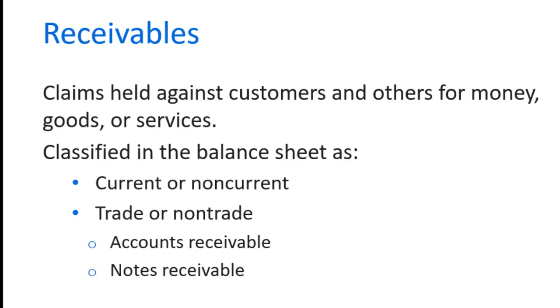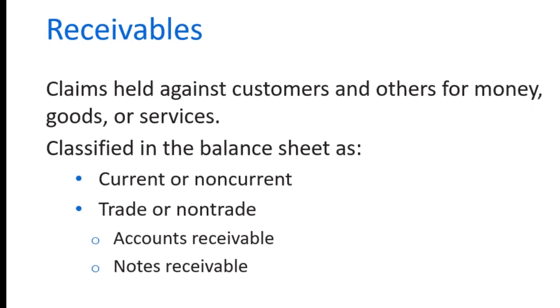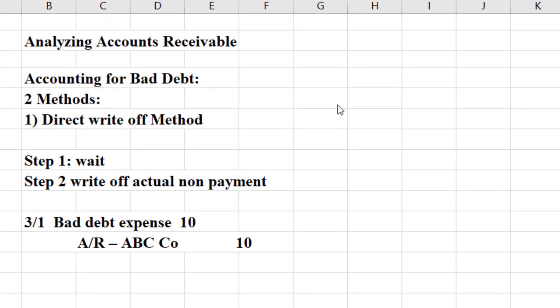So the same thing goes for a company. The management needs to have an idea of what they're going to collect, not what is owed to them. We need to let the public know the true value of the resource, not what's owed, but what is going to be collected. So when analyzing accounts receivable, we need to estimate the bad debt. How are we going to deal with bad debt that we think is going to occur?